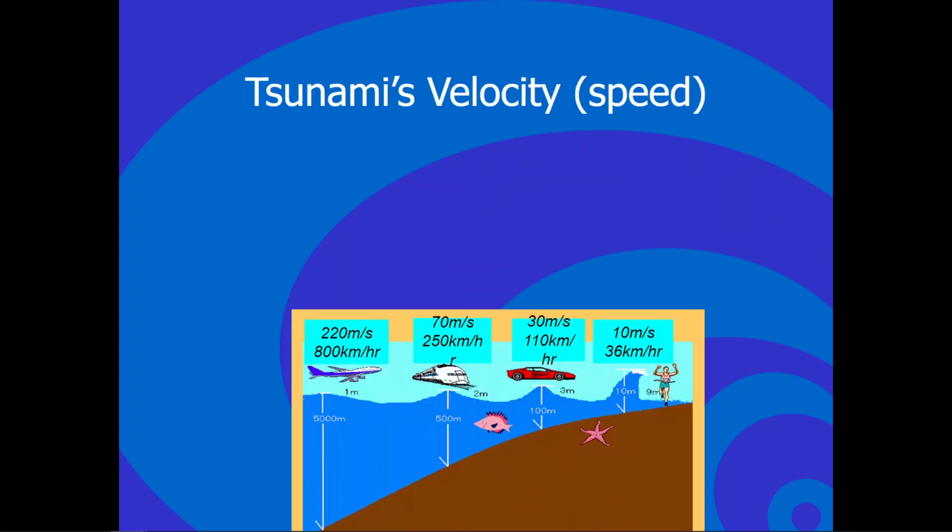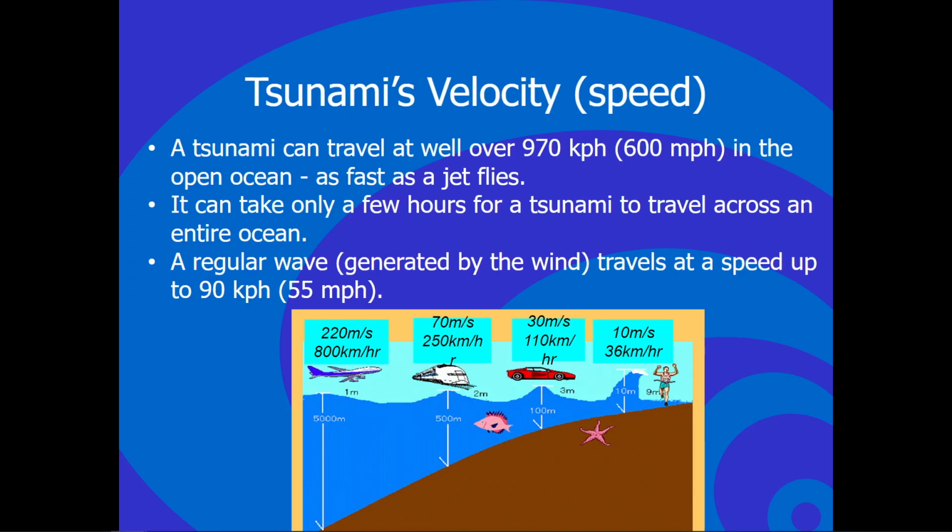Well, one of the biggest things is the velocity at which these tsunamis travel. A tsunami can travel well over 960 kilometers an hour, or almost 600 miles an hour in the open ocean. So that's as fast as a jet flies. So if you look, we have commercial jets clocking 800 kilometers per hour. So tsunamis can go faster than jets. So it can only take a few hours for a tsunami to travel across an entire ocean.